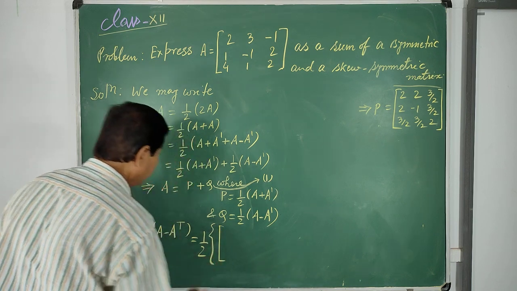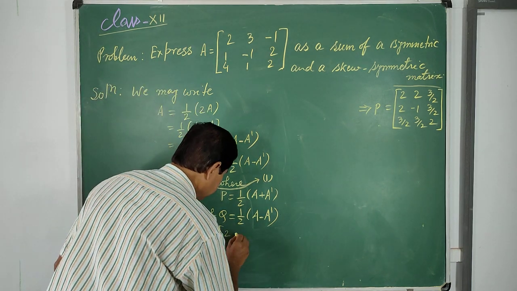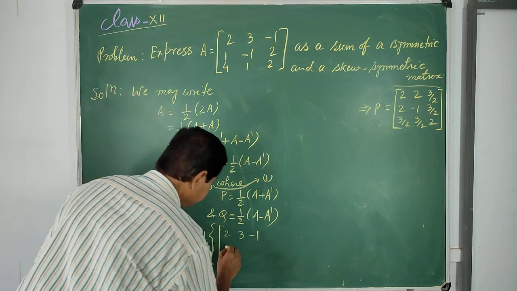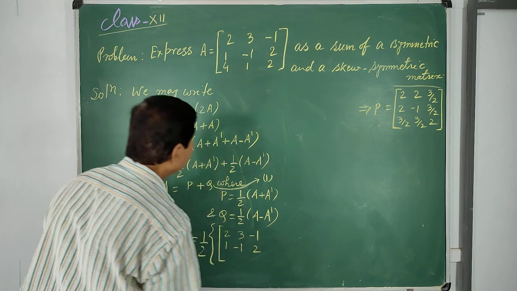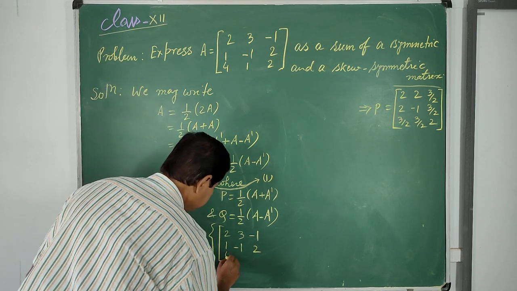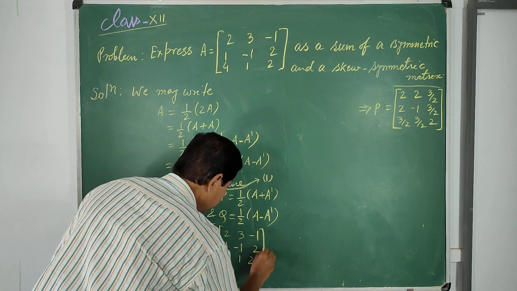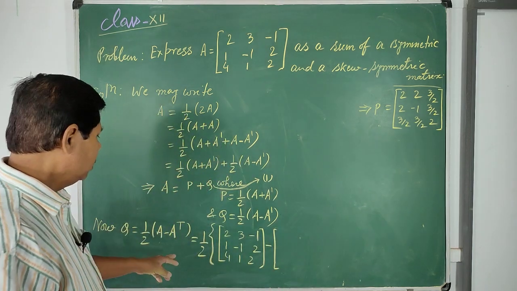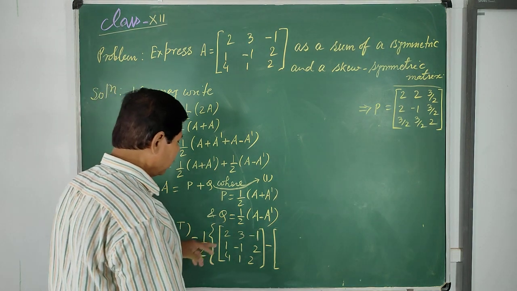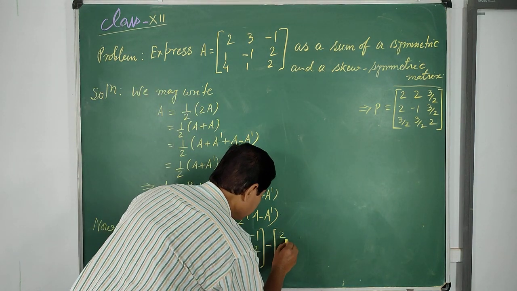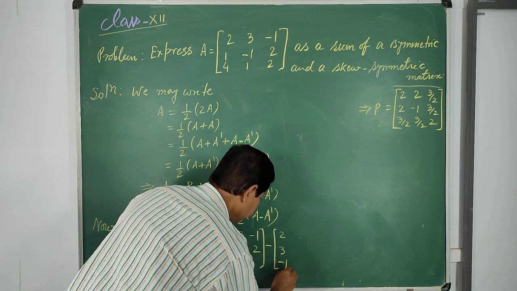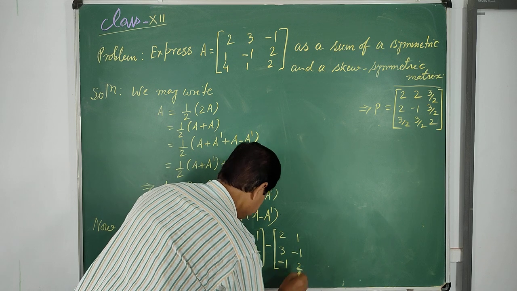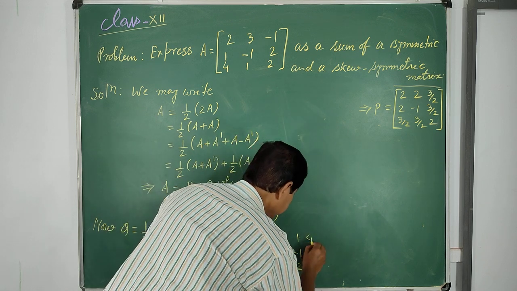write A equal to 2, 3, minus 1, 1, minus 1, 2, and 4, 1, 2, minus the transpose of A. That means once again write the transpose: 2, minus 2, 3, minus 1, 1, minus 1, 2, 4, 1, 2.